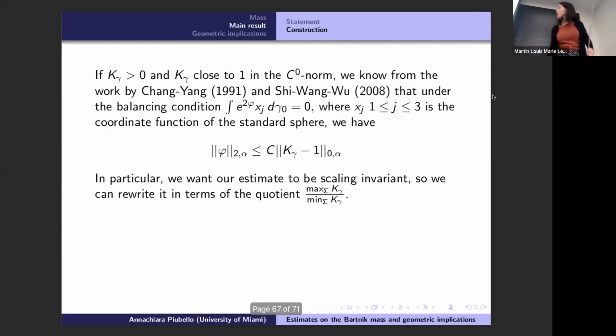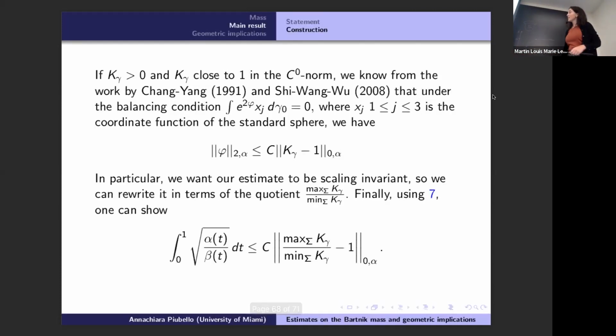And finally, we want this to be scaling invariant, so we can just rewrite this in terms of this pinch of the maximum over the minimum of the Gauss curvature. And that will imply that our bound for this integral of alpha over beta is bounded by this quantity here. And now from this, we see that whenever this quotient approaches 1, so whenever we're close to the Euclidean metric, this right-hand side will get to 0. And so the zeta gamma that was defined over the infimum of this quantity will get to 0.